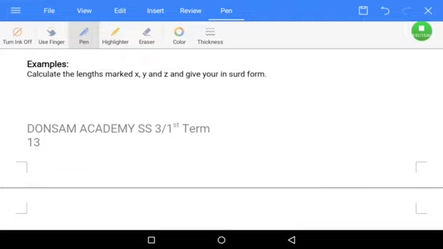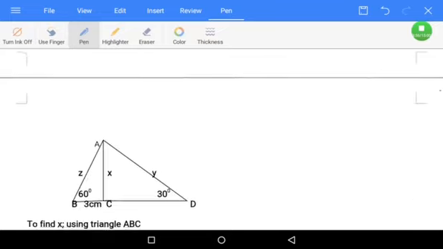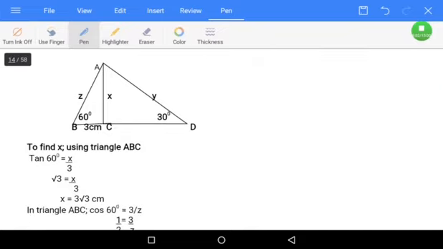Example 1 says, calculate the lengths marked x, y, and z and give your answer in surd form. Okay, so this is the problem. We are given this triangle ABCD. We are asked to find the lengths x, y, and z. So z is AB, x is AC, and y is AD.